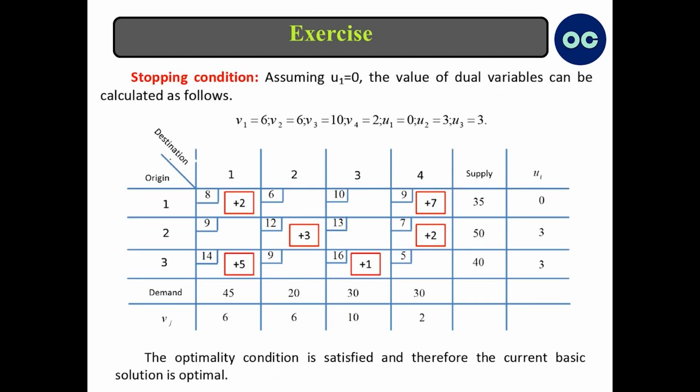In order to check that we reached the optimal solution, we set u1 as 0, and we calculate the dual values of all our nodes. So this is the reduced cost, and we can see that all reduced costs are non-negative, so we reached the optimal solution, and this is the optimal solution of the transportation cost.